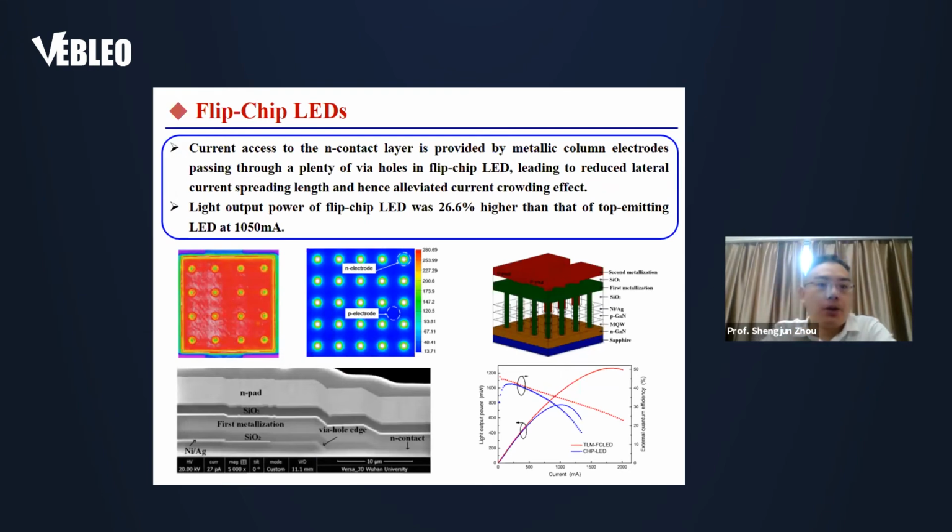Current access to the N-type contact layer is provided by metallic column electrodes passing through a plenty of wire holes in flip chip LED, leading to reduced lateral current spreading length and hence alleviated current crowding effect. Light output power of flip chip LED was 26.6% higher than that of top emitting LED at 10-15 milliampere.